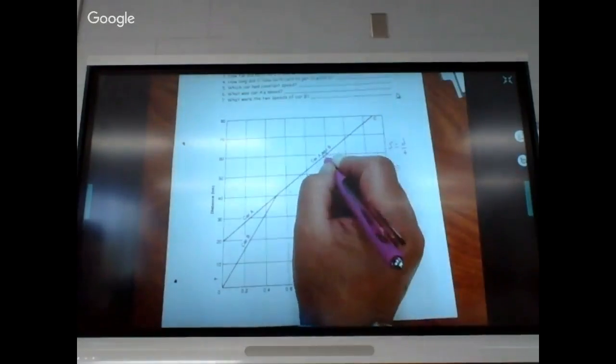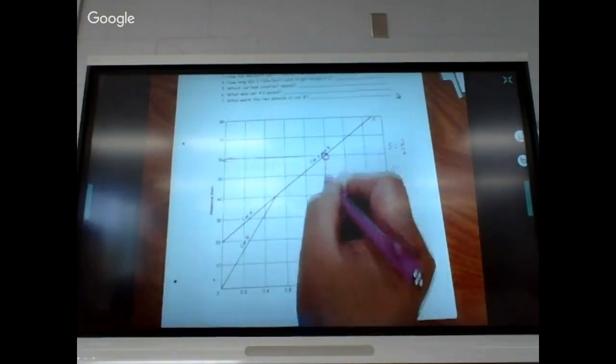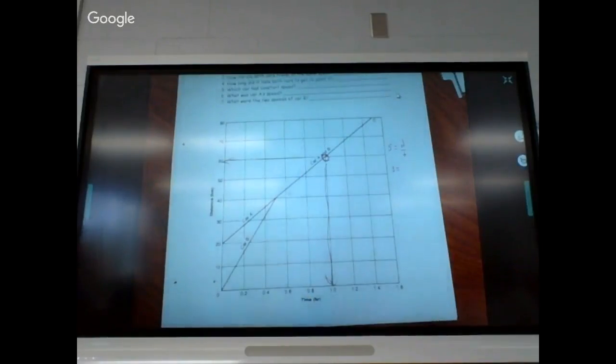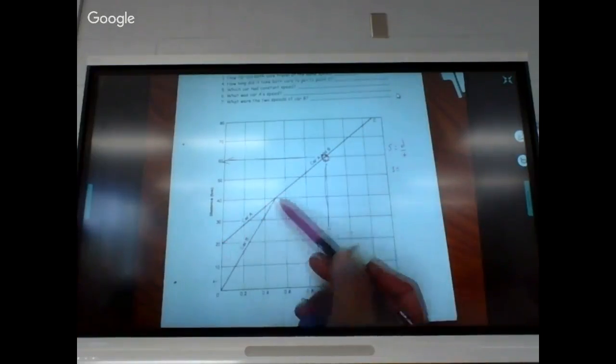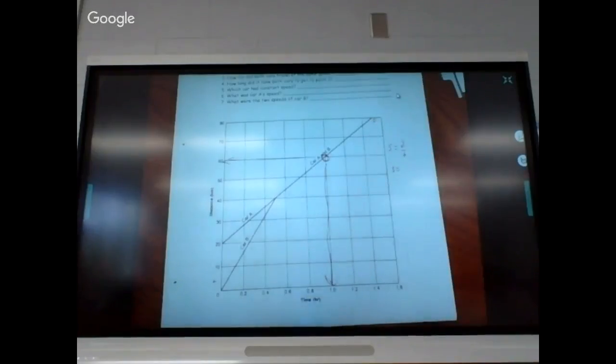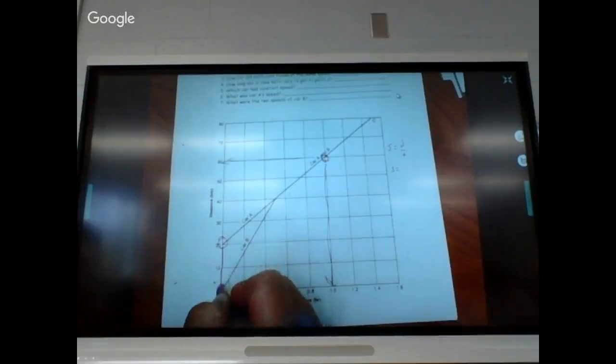It really doesn't matter which point. So if you like this point right here, because you can read the 60 and you can read the 1, that could be 1 point. Now find another point on that same line. Any other point you like, Raul? Anywhere along this line, find me another point you can read. 20 over 0. Sure. Okay, 20 and 0.